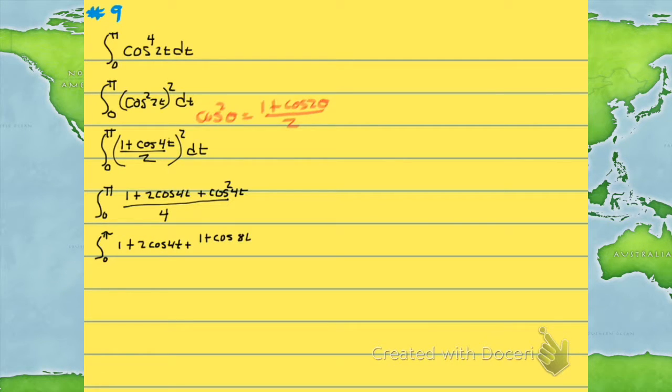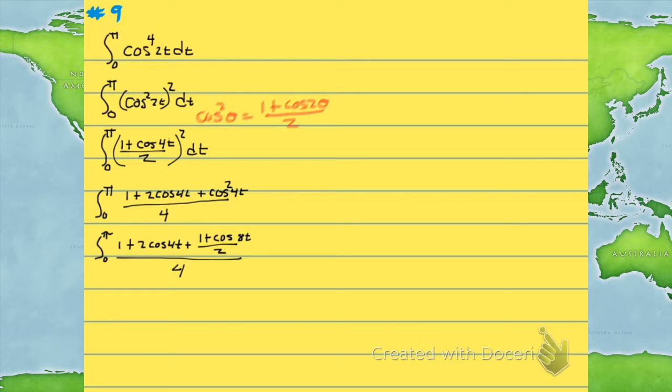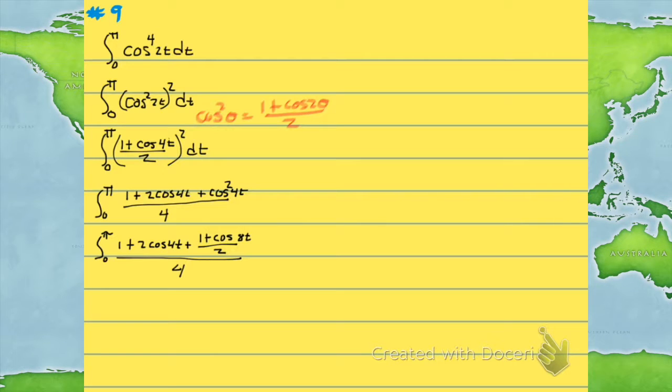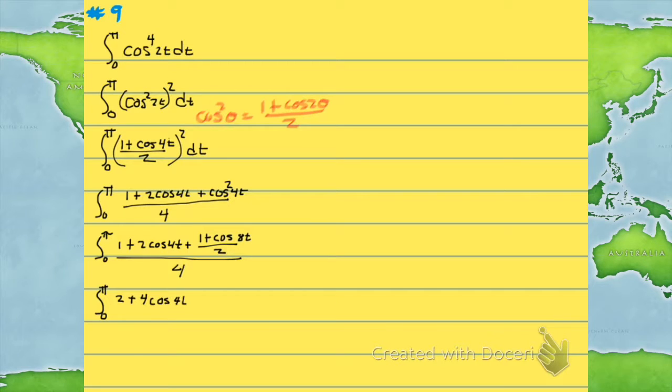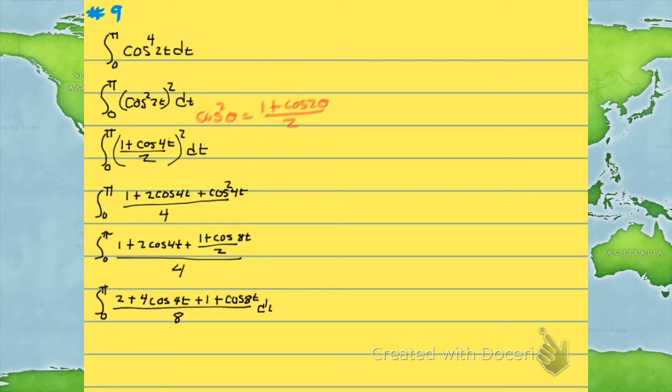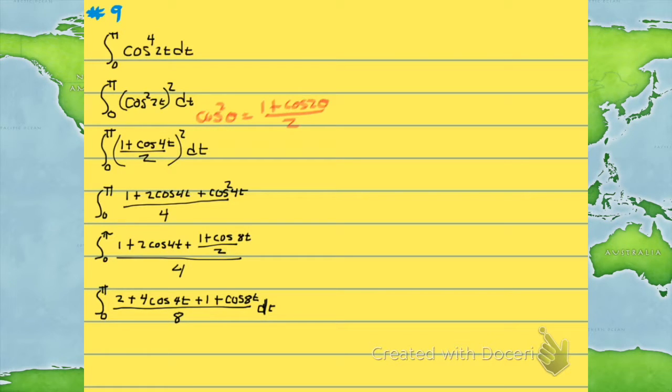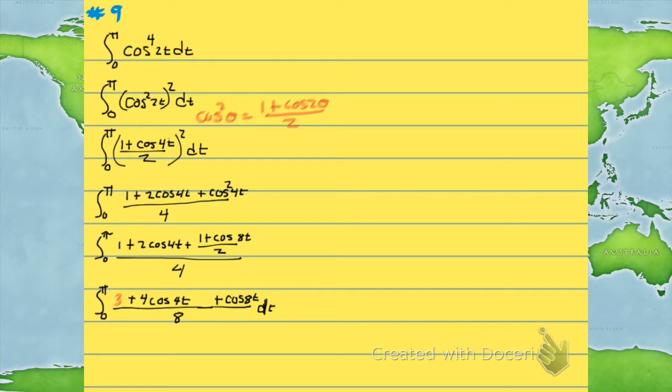Then, bam, use it one more time. I took that cosine squared 4t and made it 1 plus cosine 8t divided by 2. Then, we add fractions. That's where the 2 came from. That's where the 4 came from. And then I have that 1 plus cosine 8t, double the denominator, because we're adding fractions. Now we see 1 and 2, call it 3. And then I'm going to take it to the top.